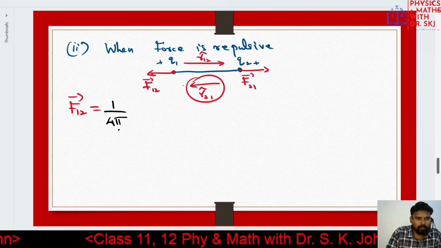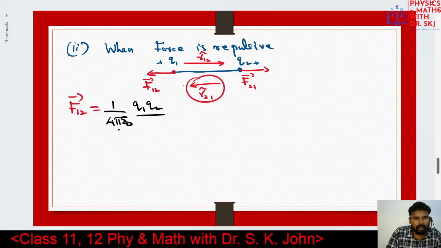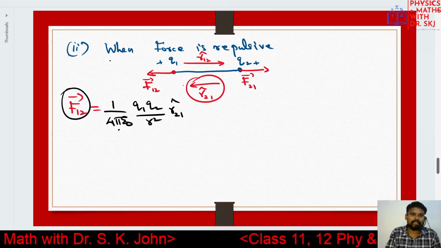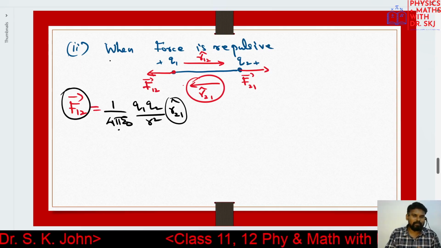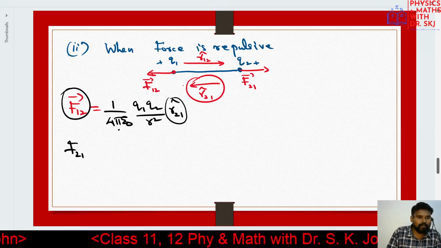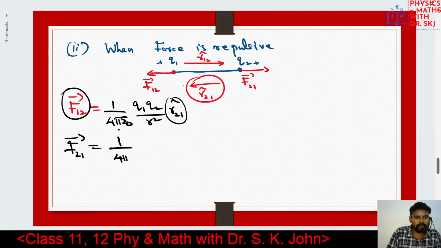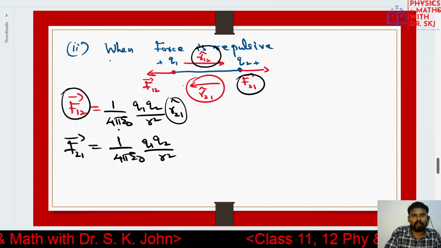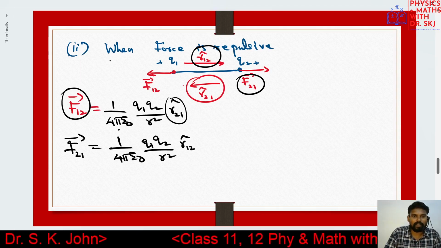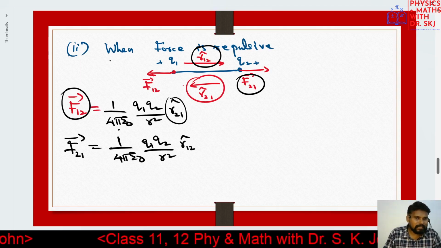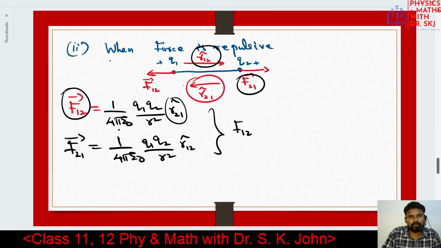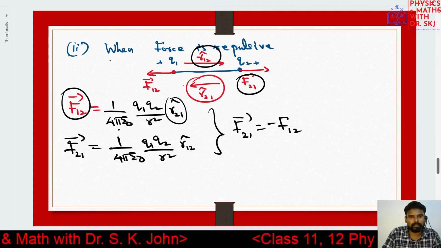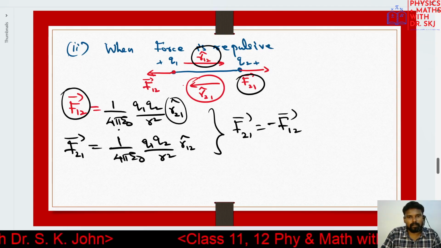So I will write it as 1 by 4 pi epsilon 0 Q1 Q2 by R square into R21 cap. For the F12 vector, we have to write R21 cap because it is a repulsion. And for the F21 vector, 1 by 4 pi epsilon 0 Q1 Q2 by R square into R12 cap, as F21 is along the direction of R12. As in the previous case, F21 vector is equal to minus of F12, or vice versa. Newton's third law.